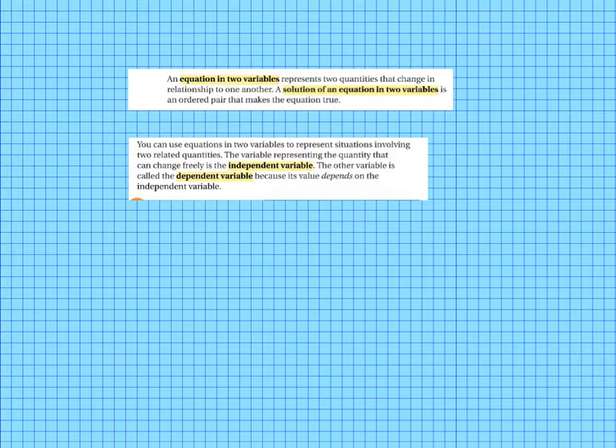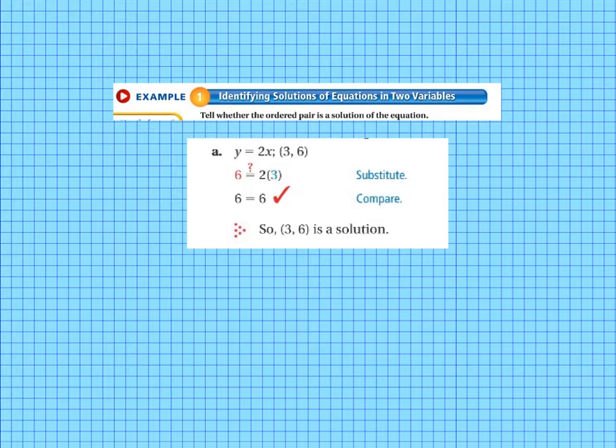If you don't already have those in your words worth knowing section, you need to go ahead and get them into your notebook. All right, let's jump right in with example 1, identifying solutions of equations in two variables. And we're actually on example 1a. Y equals 2x is our equation. And then we're looking at the ordered pair (3, 6) to see if that is a solution of this equation.